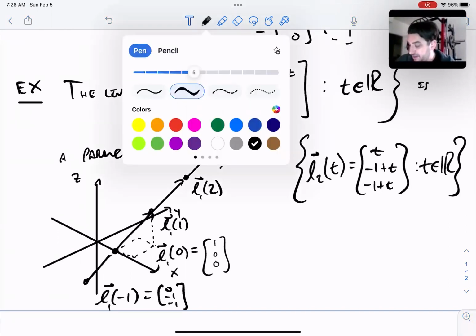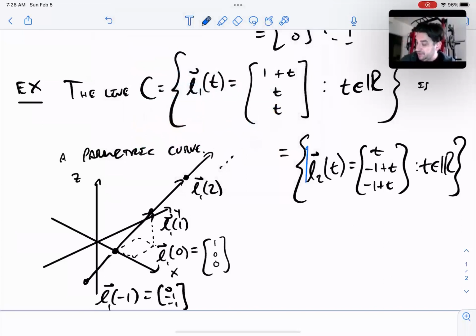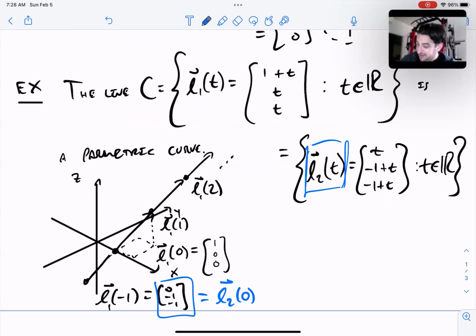If I switch this to blue, right? So what makes this parameterization different? What's the starting point? This is the starting point, right? So this would be L2 of 0, right? This parameterization has this as its initial point, but then has the same direction vector. It goes like this, right? So then this point would be L2 of 1. This point would be L2 of 2, and so on, right?